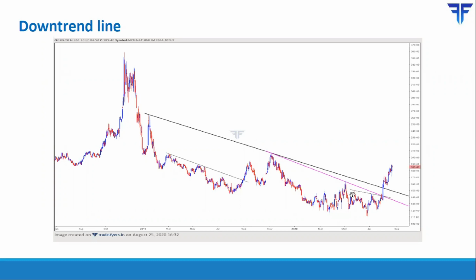The breakout from an inverse HNS pattern, as well as the breakout from this pink trend line, indicated that the probability of price moving higher was much higher, which is what happened going forward in time. There was a strong rally, and that rally was so strong that price even managed to easily break above the primary trend line, which is this one. And the price has since been heading higher.